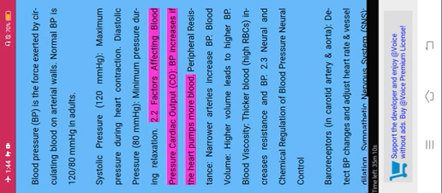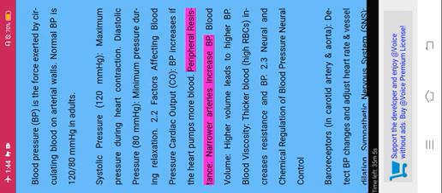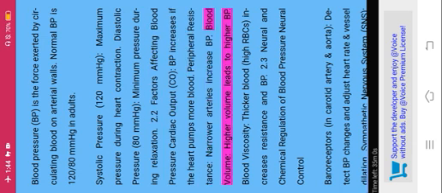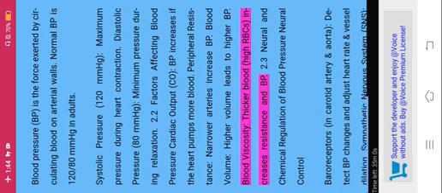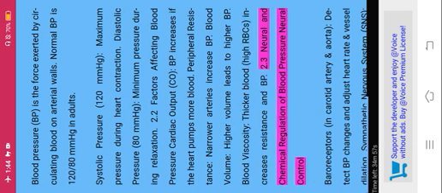2.2 Factors affecting blood pressure. Cardiac output, CO: BP increases if the heart pumps more blood. Peripheral resistance: narrower arteries increase BP. Blood volume: higher volume leads to higher BP. Blood viscosity: thicker blood, with high RBCs, increases resistance and BP. 2.3 Neural and chemical regulation of blood pressure. Neural control.